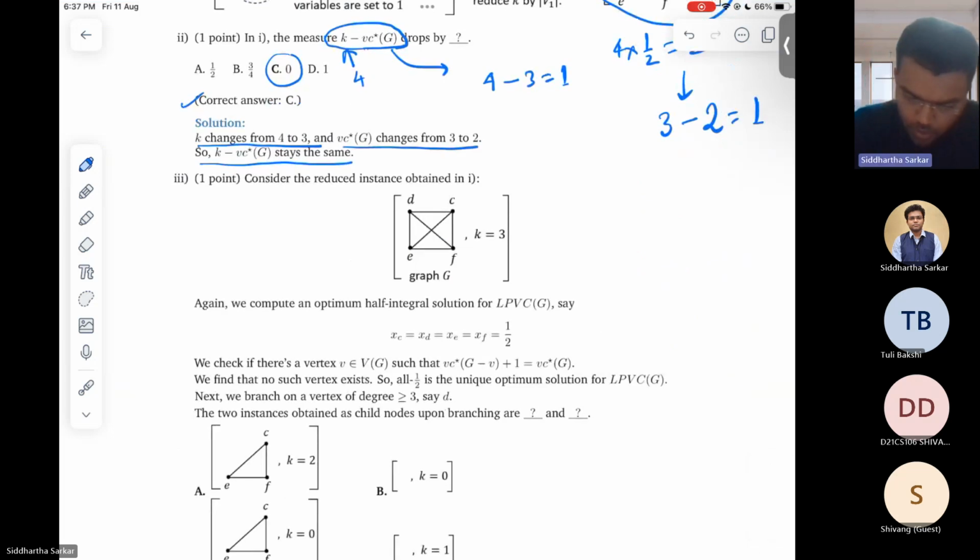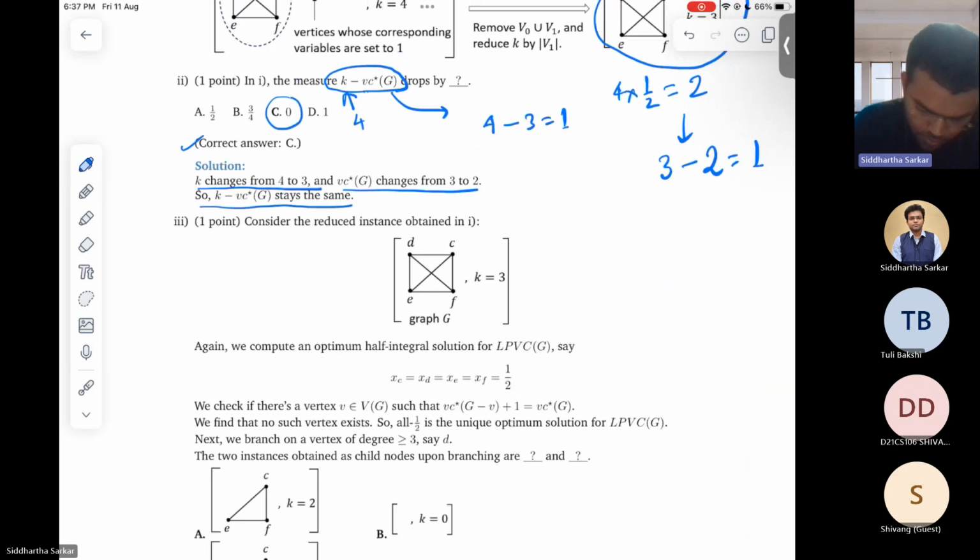Now, there's a third part. I haven't seen this third part. So let's see what is the third part. The third part was: consider the reduced instance obtained in one. So this is the reduced instance.